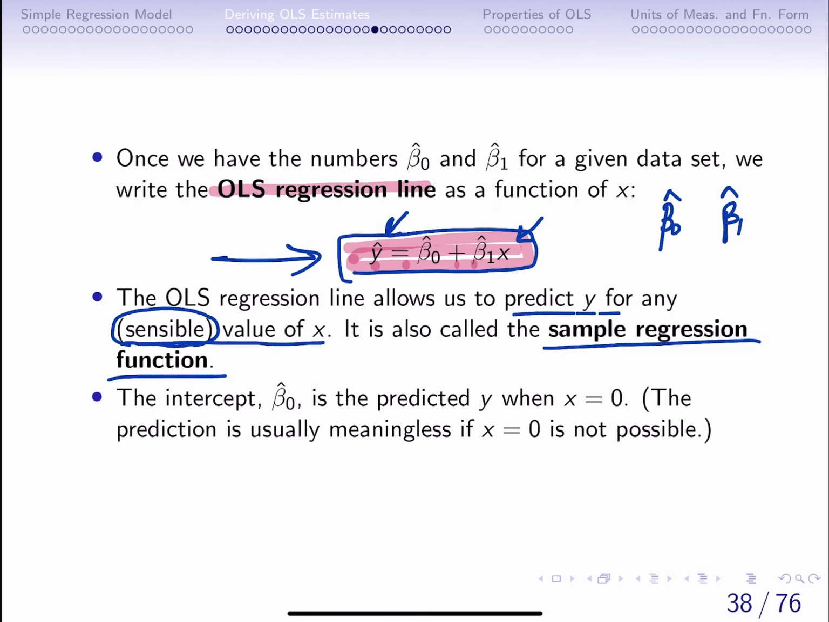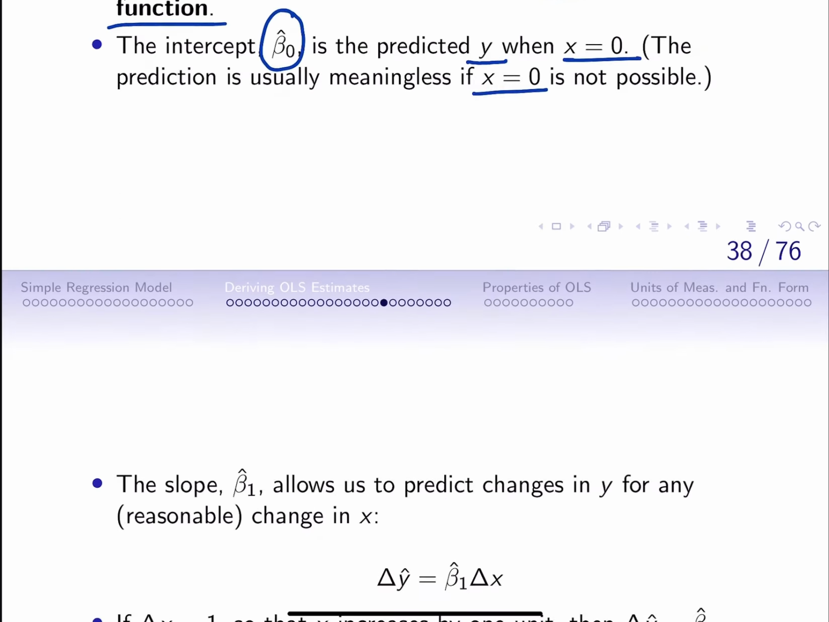Now, the interpretation of beta naught hat is basically the value of y when x is 0. It's pretty much the y-intercept. But you're going to encounter situations where this type of prediction is pretty useless, when we never find that x is equal to 0 in our data. So if x never turns 0 in our data, then that type of interpretation is pretty useless for us.